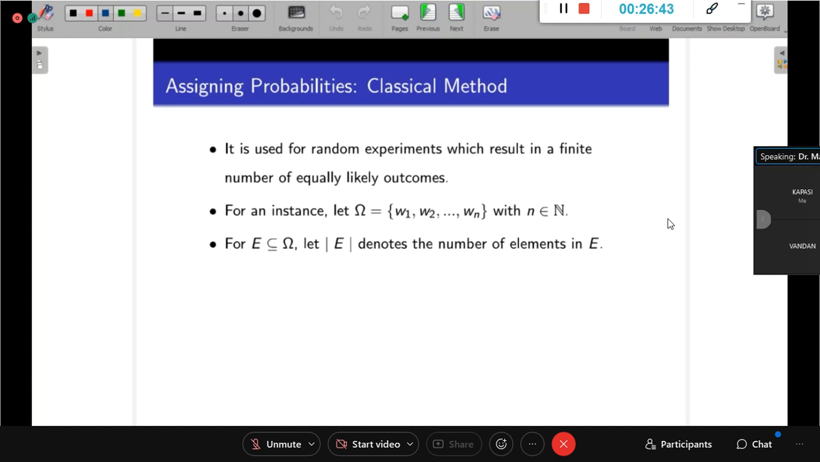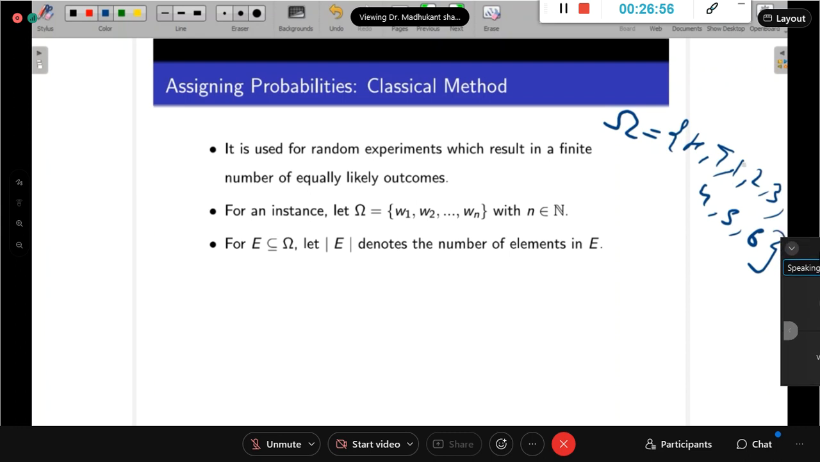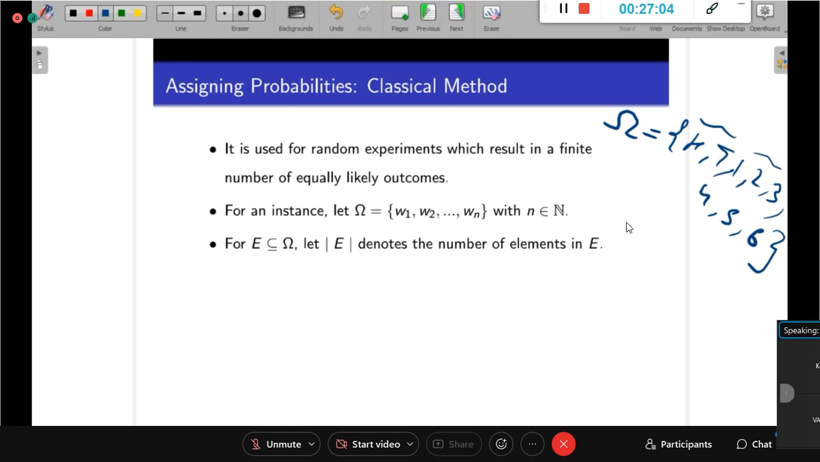In that case, the sample space is head, tail, 1, 2, 3, 4, 5, and 6. So this and this are separate, so they are mutually exclusive. They cannot occur simultaneously. Either one or the other, both do not happen simultaneously. One of the things has been done.